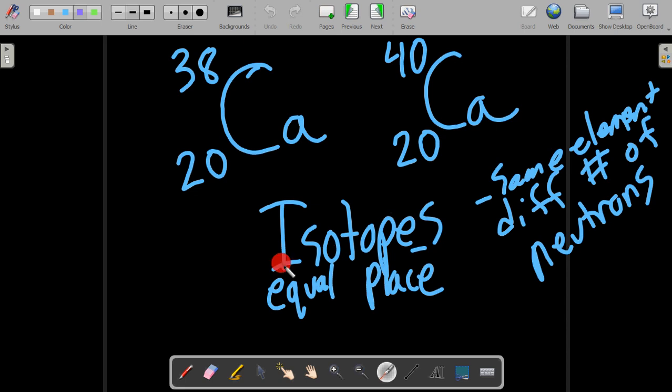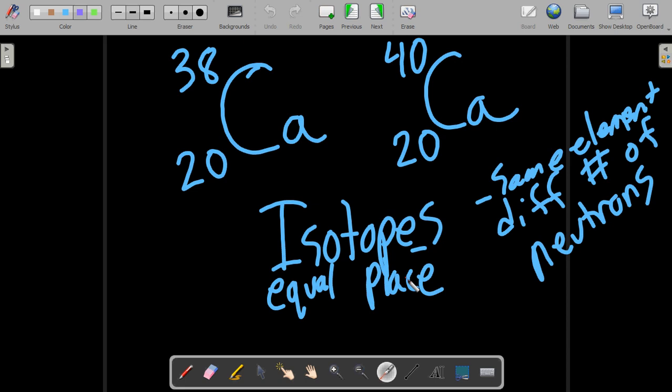Now, the word isotopes: iso means equal, and tope means place. So what that means is that these isotopes of calcium have the same place on the periodic table, because they're the same element. They have the same chemical properties. They just have a different number of neutrons.